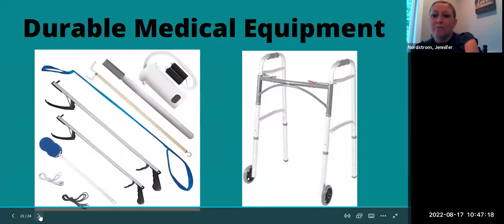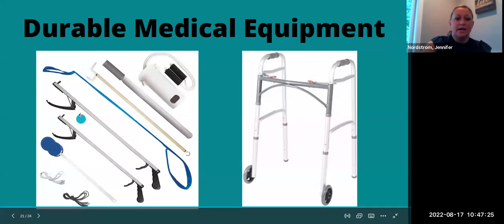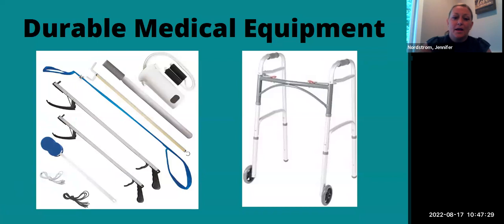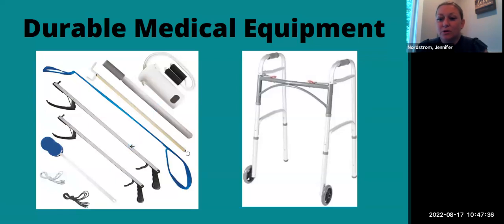As far as durable medical equipment, right here is what we call a leg lifter, in blue. We're able to give those out for free. We used to give out all this other equipment, but we can't anymore. So what we do is we show pictures. I usually get the best price on Amazon, print it out, show the family the pictures, and then I demonstrate with a sample of equipment, and then recommend they purchase them.